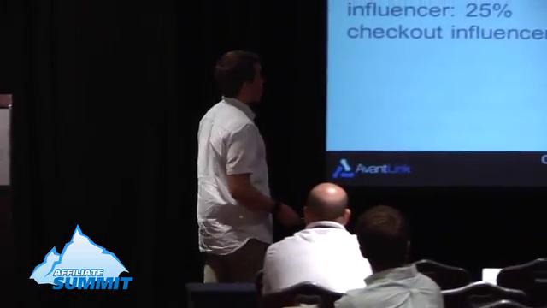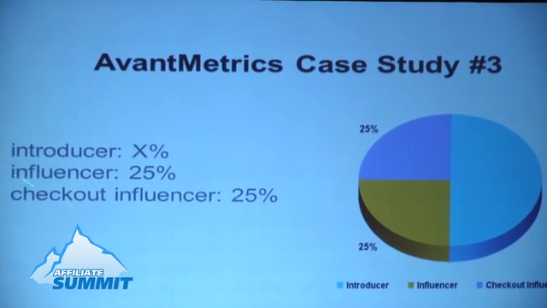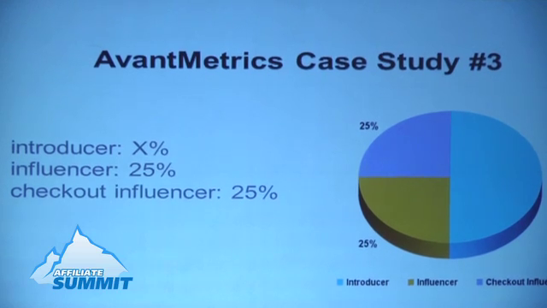So here's how they did this. They looked at the data. They thought, okay, we're going to do a pretty even split here. For checkout influencers, we're going to do 25% influencers, 25% leave the introducers the dynamic, so they'll get 50 if all 3 referral groups were involved.